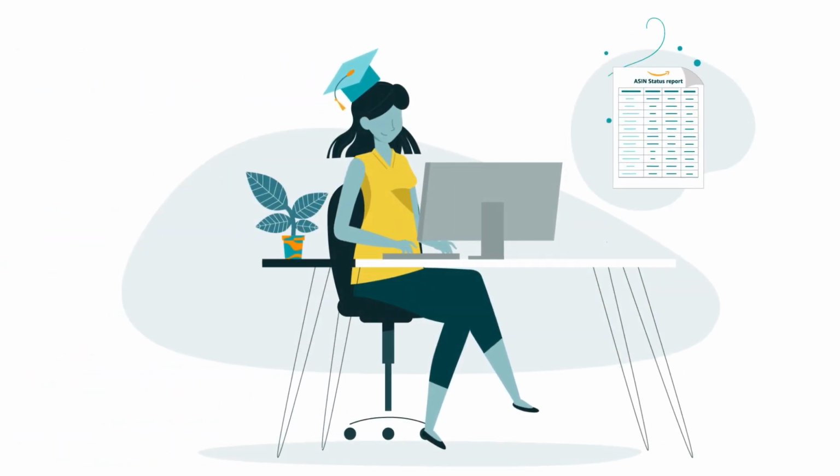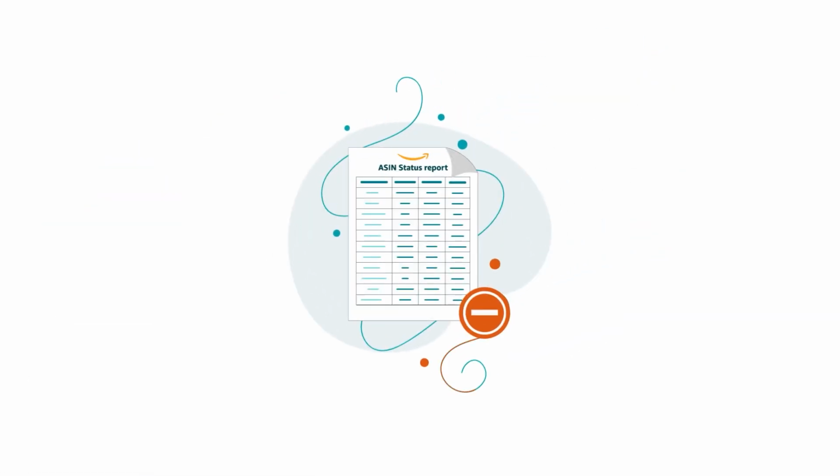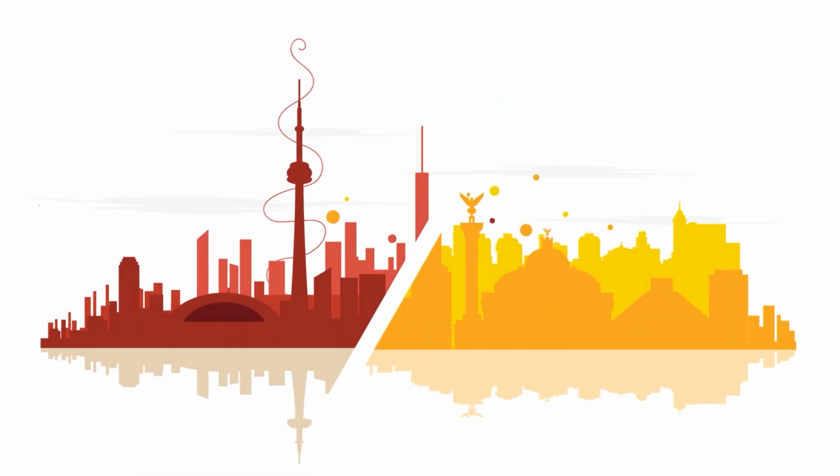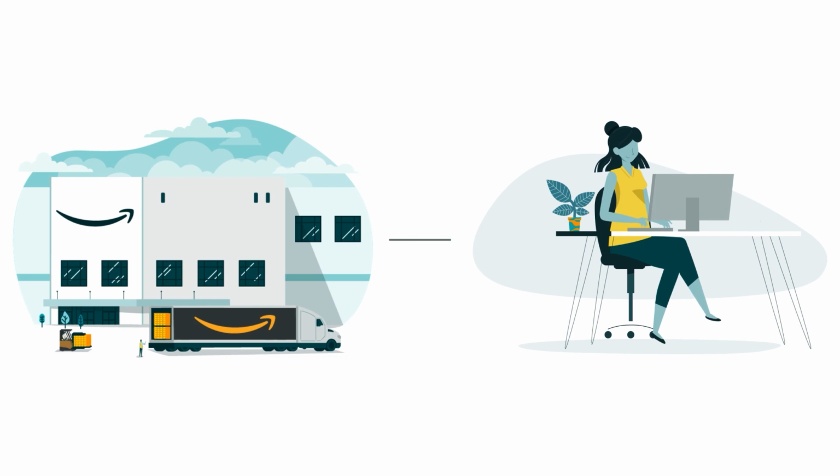Welcome! In this video, you will learn about how to use the ASIN status report to remove or unenroll eligible ASINs in Canada and Mexico in the Remote Fulfillment by FBA program.